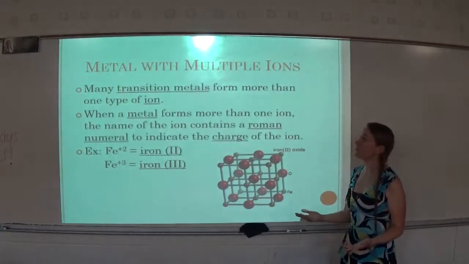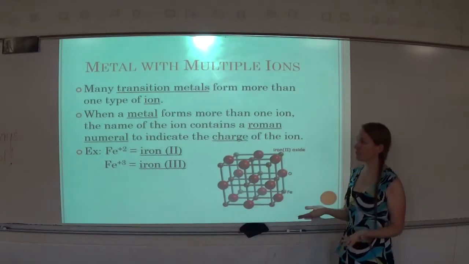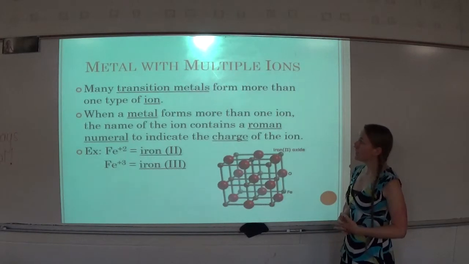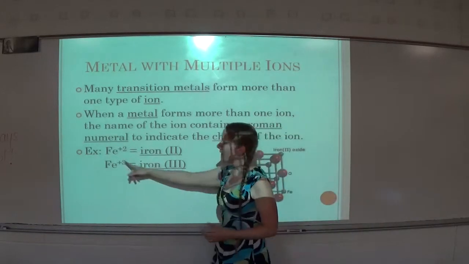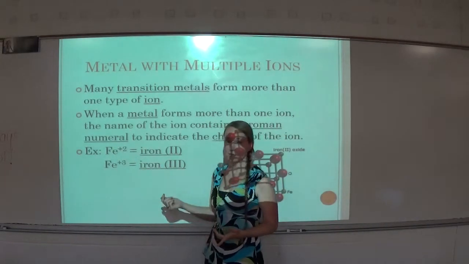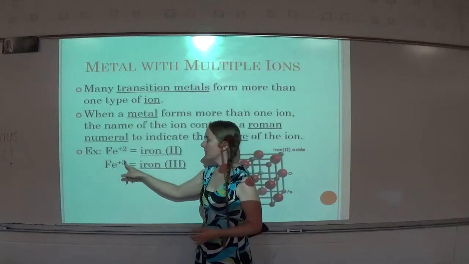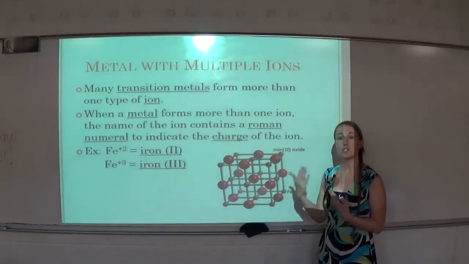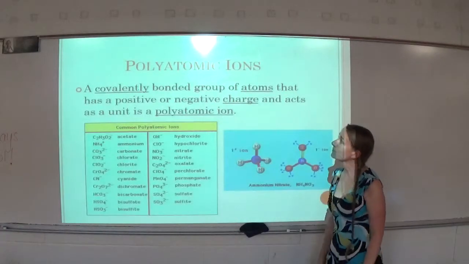Many transition metals form more than one type of ion. That's why we don't label the charges on the transition metal section. When a metal forms more than one ion, the name of the ion contains a Roman numeral to indicate the charge. For example, iron could be positive 2 or positive 3. If it's positive 2, it's called iron Roman numeral 2. If it's positive 3, it's called iron Roman numeral 3. The Roman numeral just indicates the charge on the metal, because transition metals can have more than one charge.